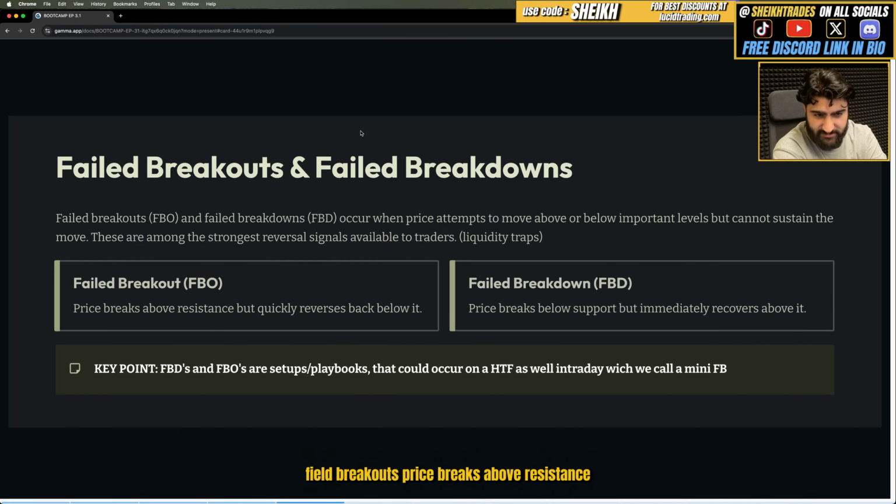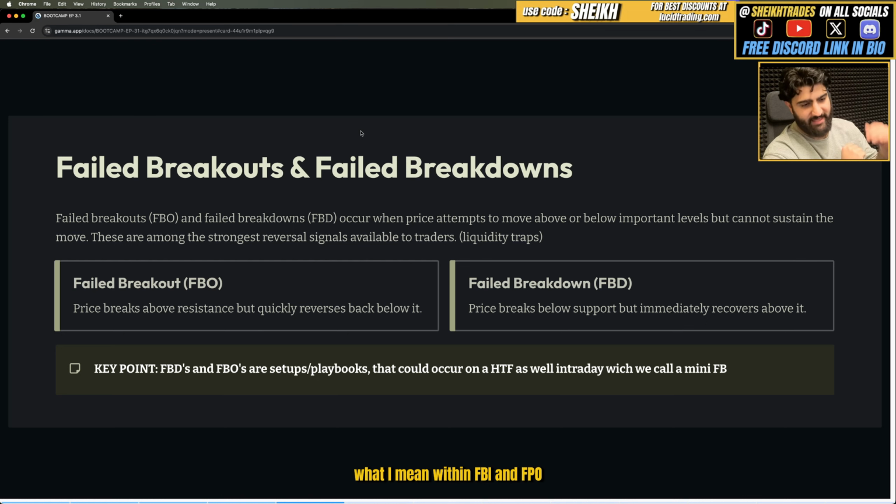Filled breakouts: price breaks above resistance but quickly reverses back below it. Filled breakdowns: price breaks below support but immediately recovers above it. Key point: FBDs and FBOs are setups or playbooks that could occur on a higher time frame as well as intraday, which we call a mini FBD. And I'll show you what I mean with that.